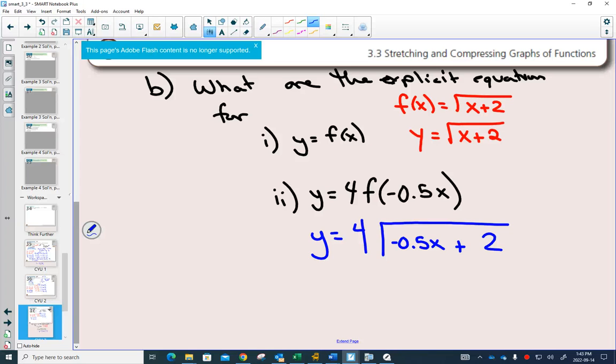So again, practicing our function notation and practicing switching from one to the other. That's a tricky thing to work with sometimes. Okay, questions for this one are 7, 9, and 10. So write those down and circle them at the back.